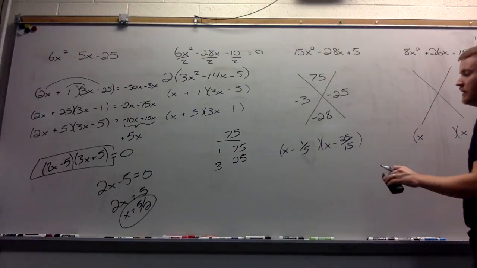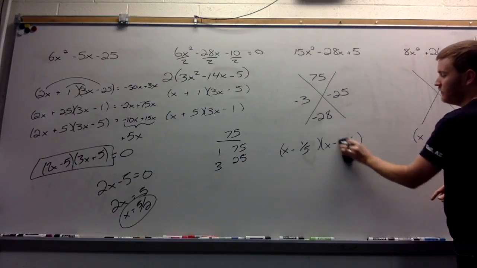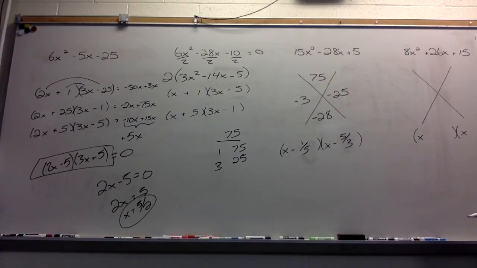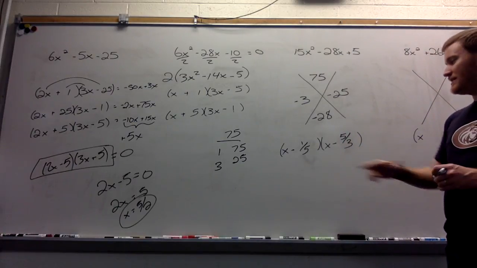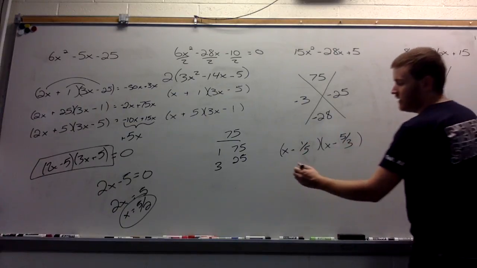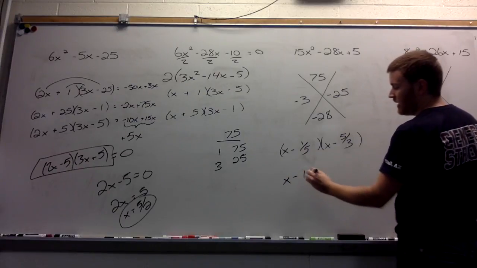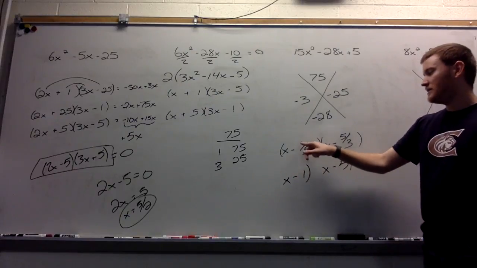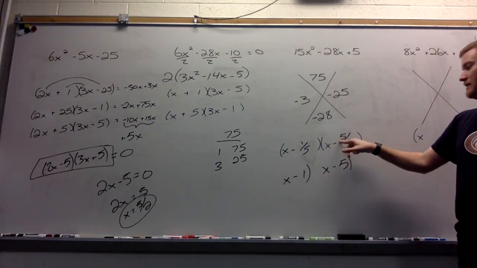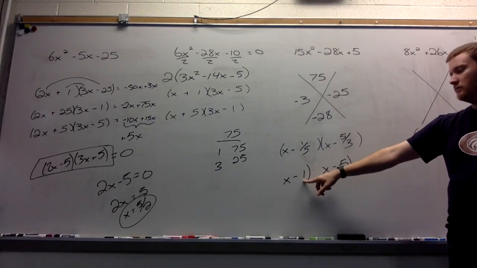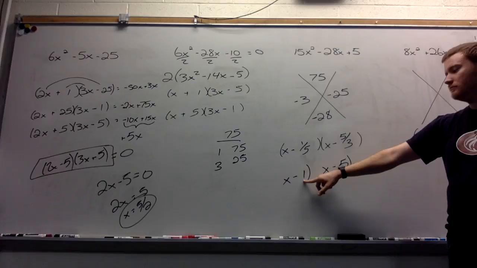25 over 15, if I divide top and bottom by 5, reduces to 5 over 3. The way that these work is that the top number of these fractions is going to be the actual number that goes in my parentheses on the right-hand side. So it's going to be x minus 1, x minus 5. So the top number is our factor number, we would call it, our constant term in the set of parentheses.